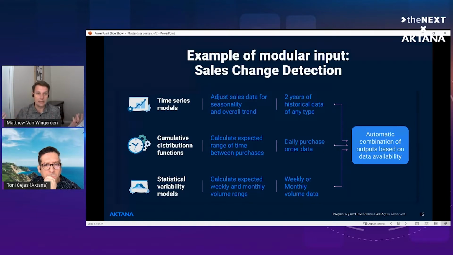If you've got daily data, like you would have for purchase order data, then we can actually see if there's an unusual gap in purchase orders. If you don't have daily data, we take that out. And it's all just managed automatically. The same thing with the last piece there, which is if you have weekly or monthly volume data, we can see the statistical variation.